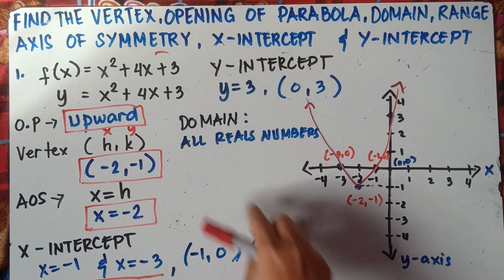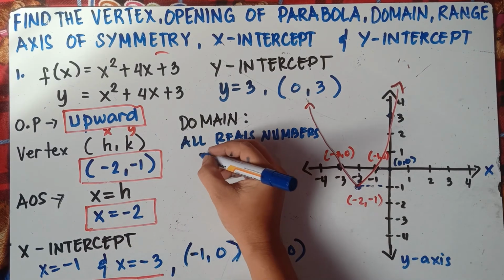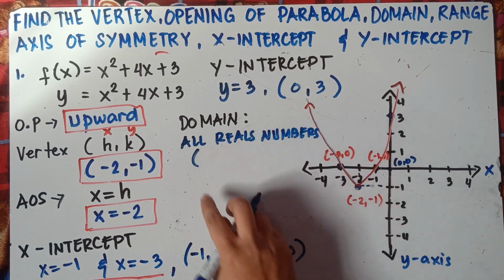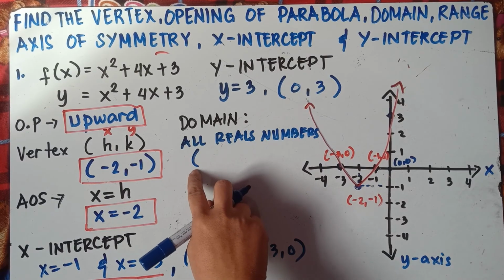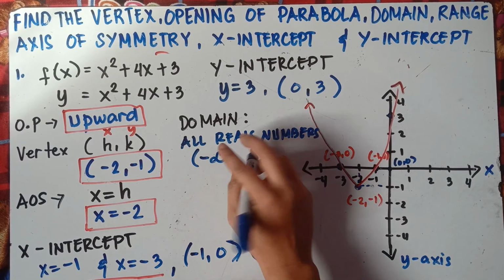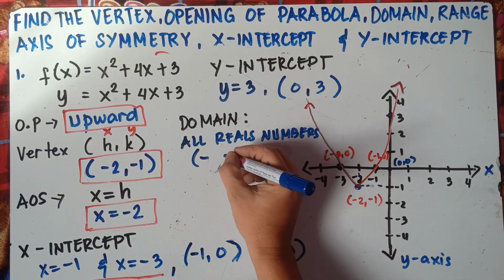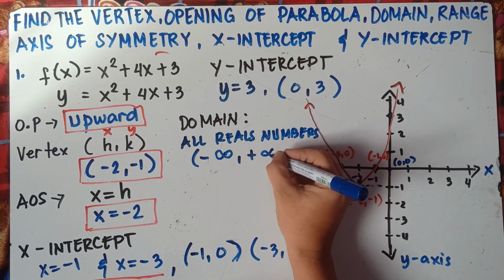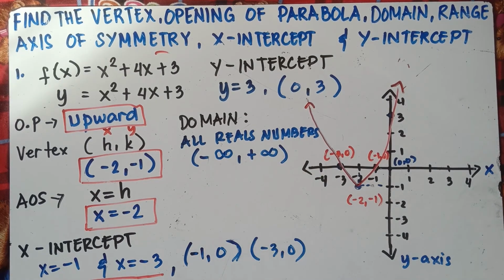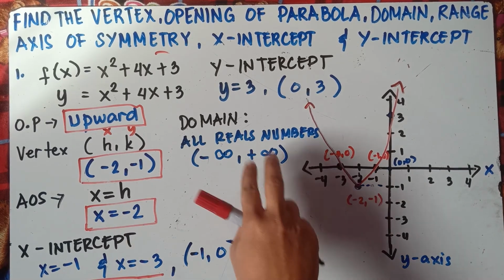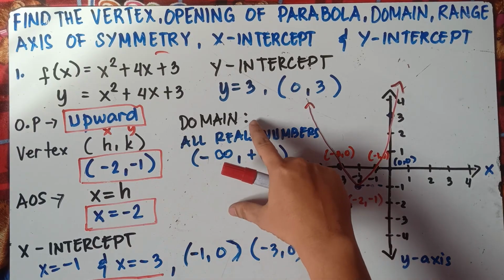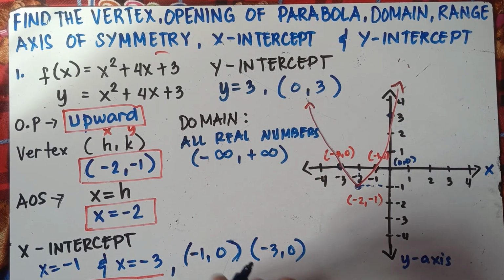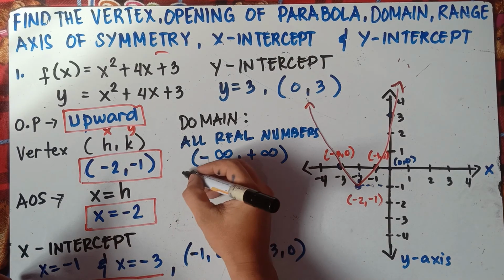Or in interval notation, you can write this one as negative infinity. Once again, if it's negative infinity, you use parentheses. This is the symbol of infinity, class. Negative infinity up to positive infinity. So that's the domain, class: negative infinity up to positive infinity, or you can just simply write all real numbers. Alright, so let's have the range.